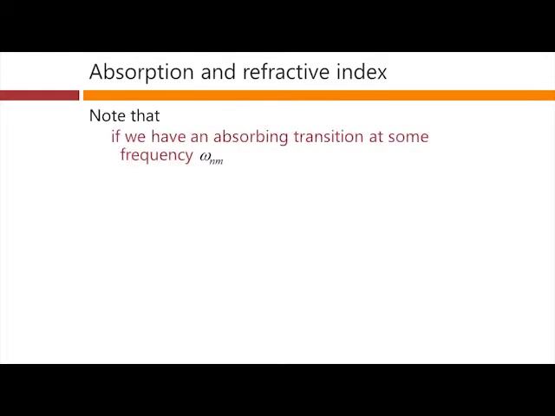Note that if we have an absorbing transition at some frequency omega nm, it contributes to the refractive index at all frequencies. If we go back and look at our formula for the refractive index, it had these matrix elements in it, the same ones that we found in the absorbing transitions, in Fermi's golden rule. There we had to match the frequency very well to get absorption, but the refractive index is saying if you have the possibility of absorption at some other frequency, then you will have a refractive index contribution from that.